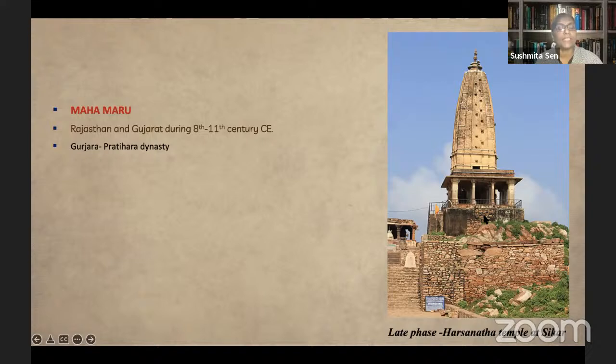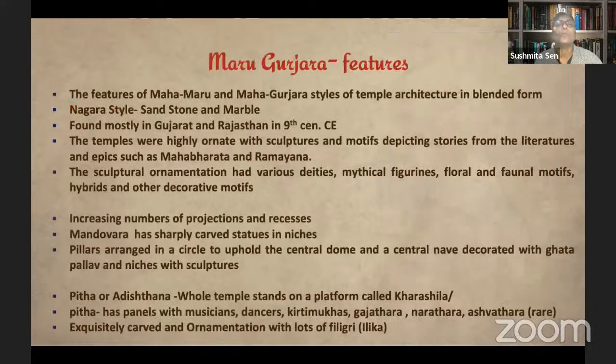And then in the middle phase, there was more of refinement, and in the last phase the door frames were very beautifully added. Now, if we go to Maru Gujarat, the feature is the blend of both Mahamaru and Mahagurjara. And these temples were built especially in sandstone, and in the later period we see marble also being used. They are mainly found in Gujarat, and also in Rajasthan from 9th century CE.